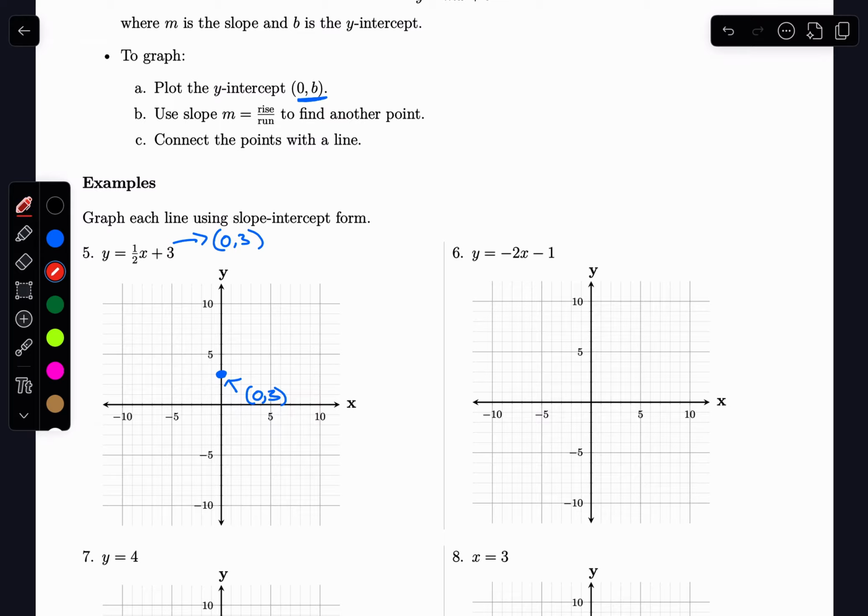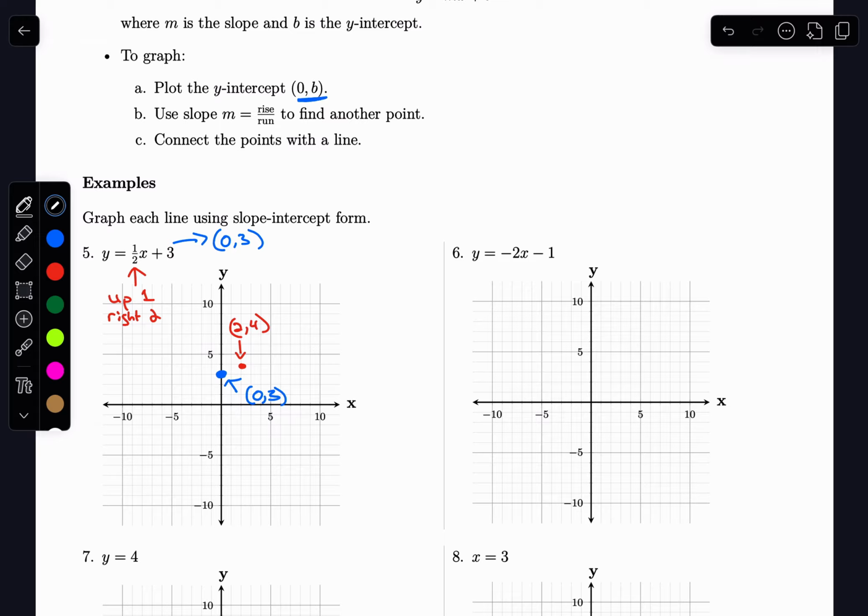The way we use our slope, which is this 1/2 here, this means up 1, right 2. Rise over run: up 1, right 2. So from my blue dot, I'm going to go up 1 box and right 2 boxes. Up 1, right 2 takes me to this red dot here, which is now 2 comma 4, that new point. And then all I have to do is draw a line through them to connect.